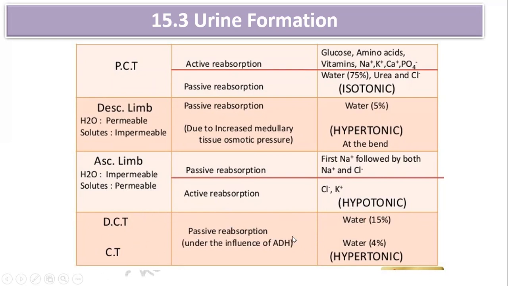The DCT and collecting tubule are concerned with passive reabsorption, and these are under the influence of the hormone called antidiuretic hormone. This antidiuretic hormone is responsible for more absorption of water from the urine, which makes the urine more concentrated. This is known as selective reabsorption, and it occurs throughout the renal tubule.